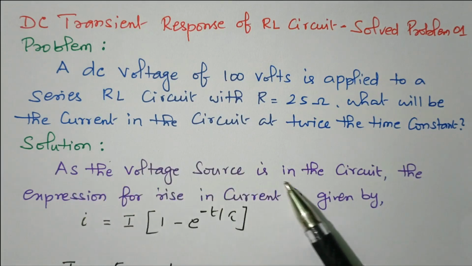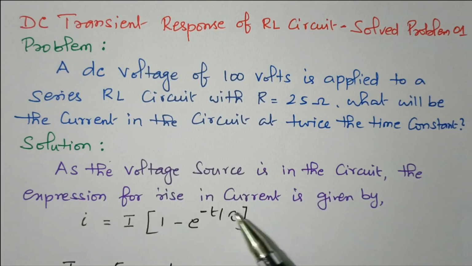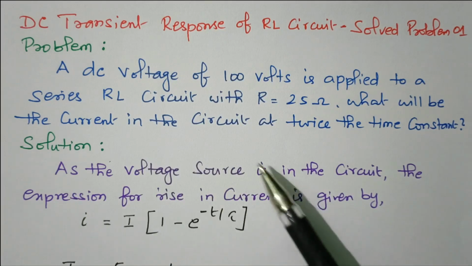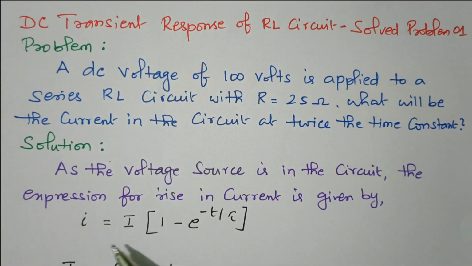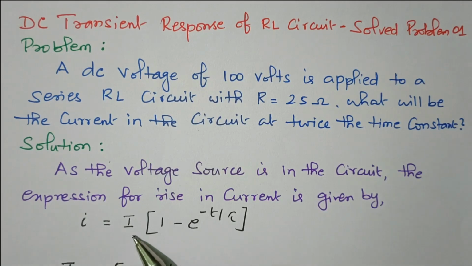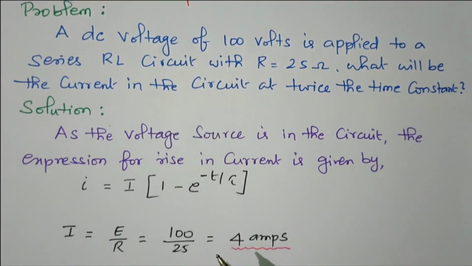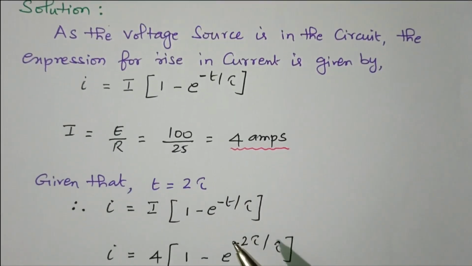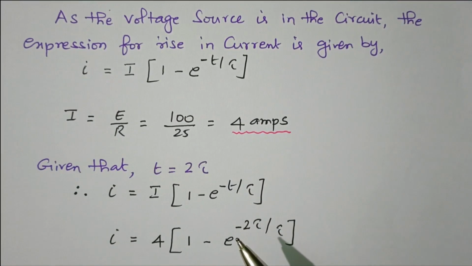As the voltage source is in the circuit, the expression for rise in current for this series RL circuit is the current i equal to I into 1 minus e power minus t divided by tau. Here t is the time, tau is the time constant of the RL circuit. So this is the equation for current for this given RL series circuit, right? In this we need to find the I value and this tau, the time constant. The time is already given as twice the time constant.